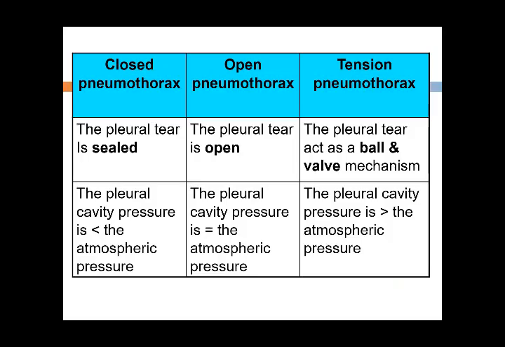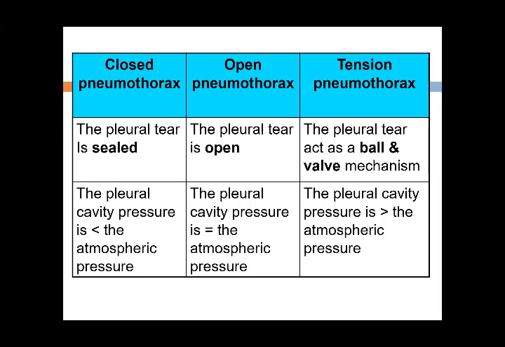In the closed pneumothorax, the pleural tear is closed, so there is no communication of this cavity with the outside. The pleural cavity fluid pressure is usually less than the atmospheric pressure in this condition. In open pneumothorax, the pleural tear is open, which allows the free passage of air in and out of this cavity. The pleural cavity pressure is usually equal to the atmospheric pressure, so the air can enter and leave depending upon which side the pressure is increased for a time.